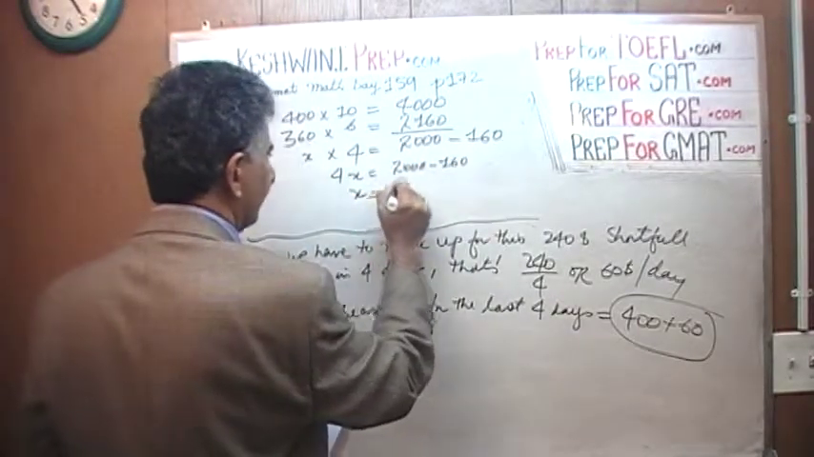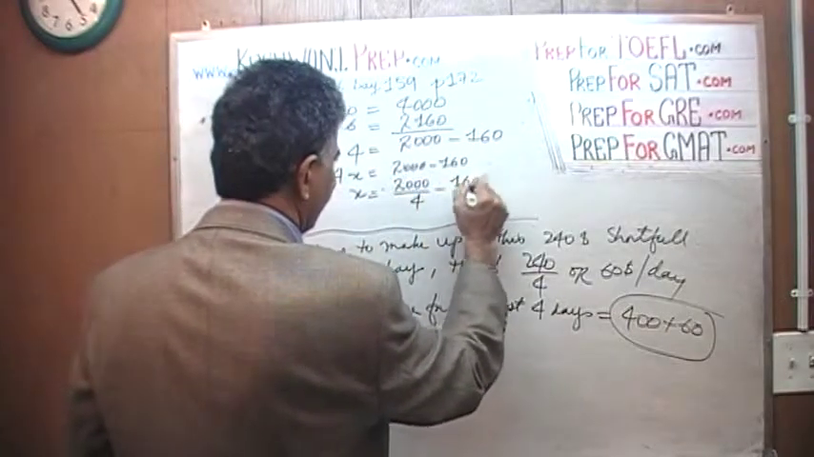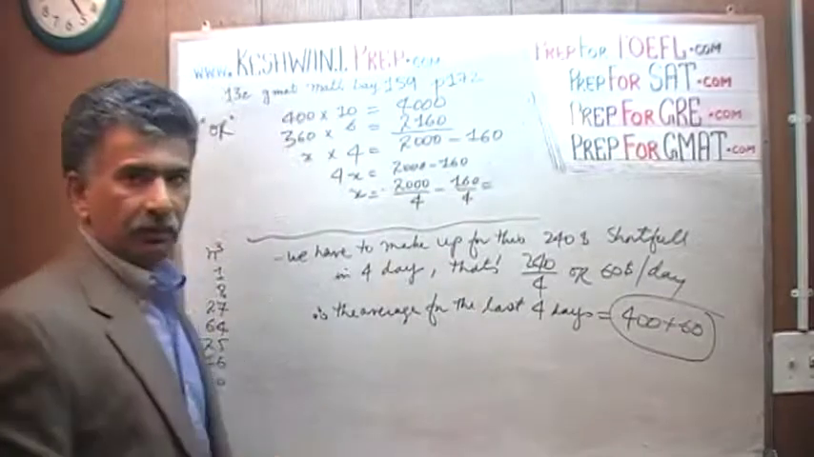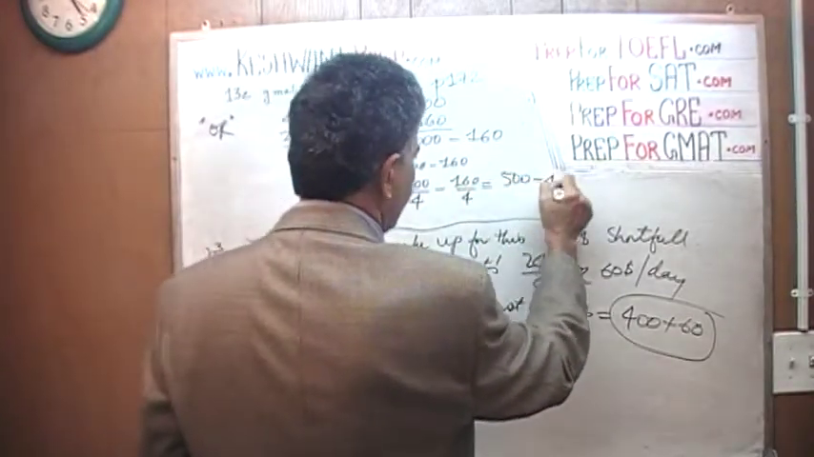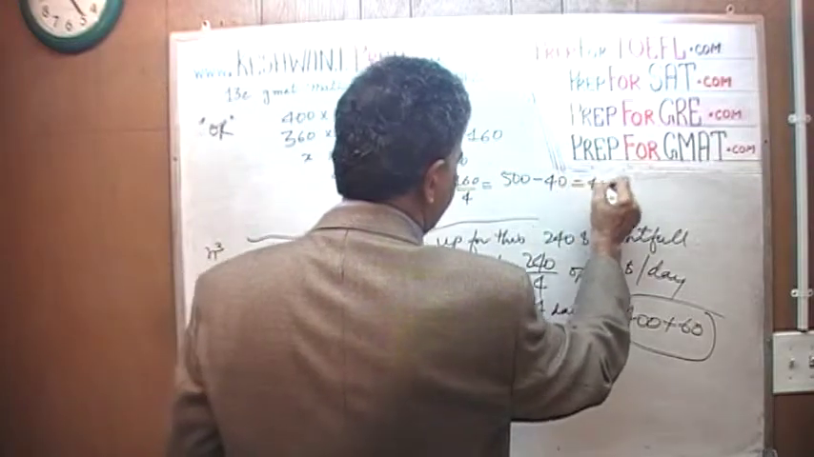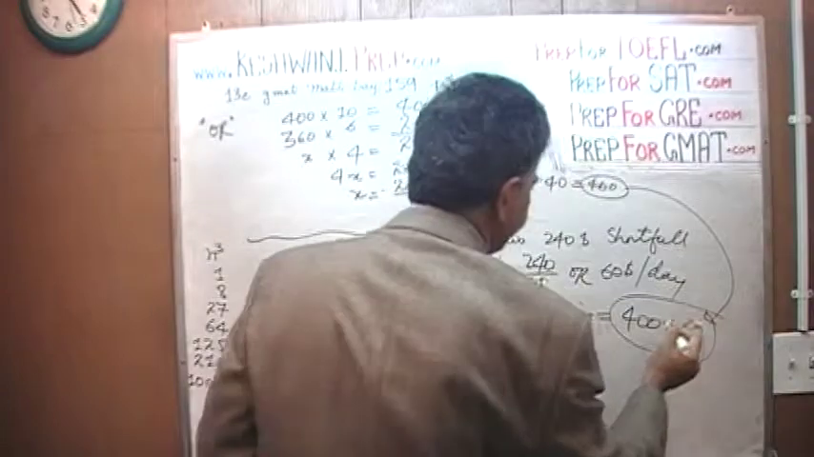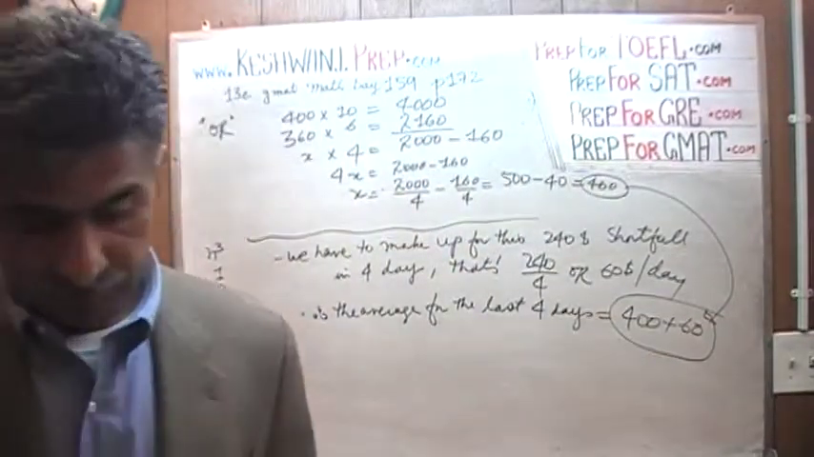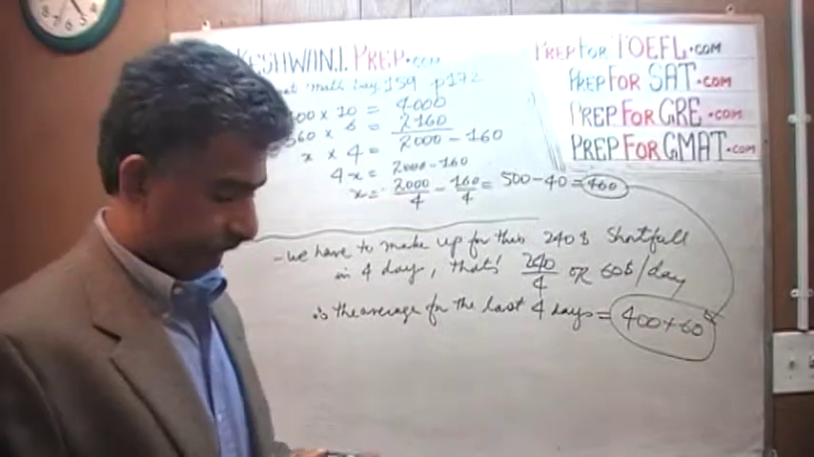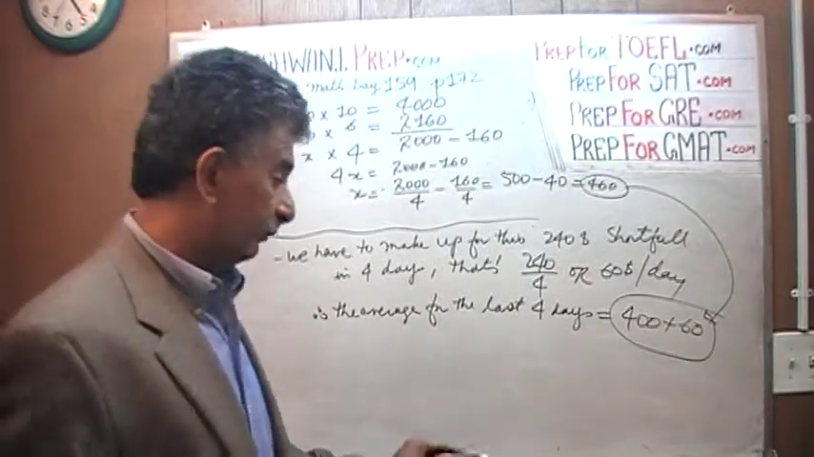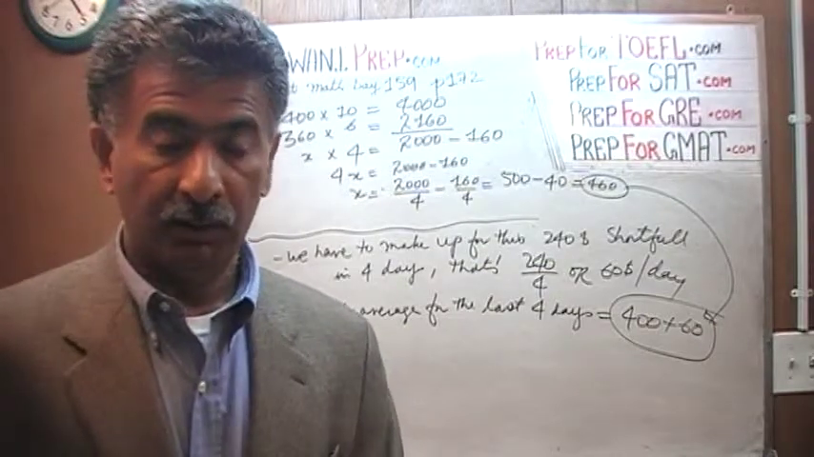Therefore your x is simply 2000 divided by 4 minus 160 divided by 4. 2000 divided by 4 is 500, and 160 divided by 4 is 40. 500 minus 40 is 460, which is exactly what we found here. So that was another non-traditional method, if you like, of looking at the whole thing. And as I said, you can do the traditional method with the x, if that's what you want to do.